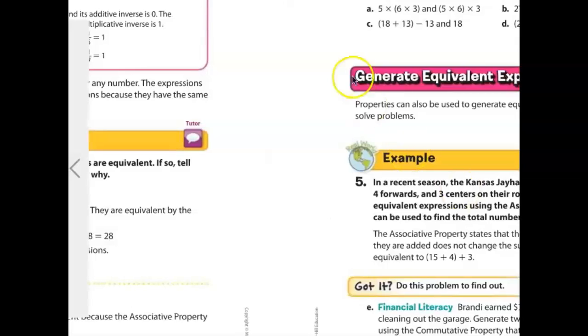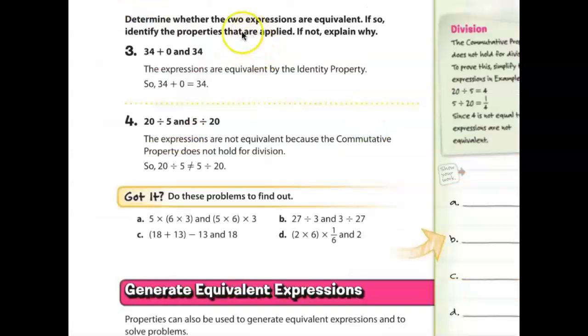All right, so if we come up over here, we have two more examples. We're going to determine whether these two expressions are equivalent. Is 34 plus 0 and 34 equivalent? Of course they are. That's called the identity property. And then we have 20 divided by 5 and 5 divided by 20. These are not equivalent because this is the commutative property.